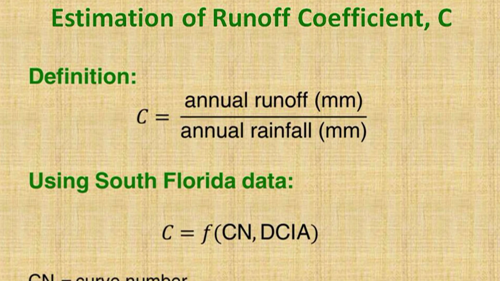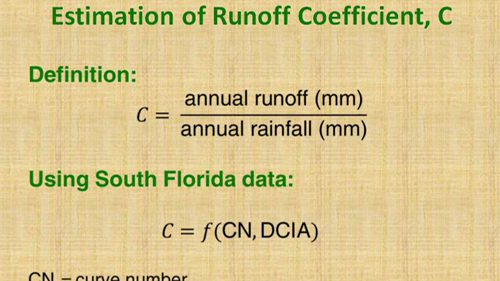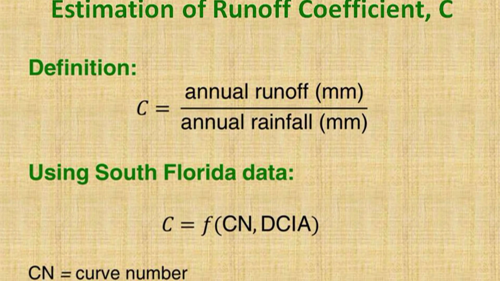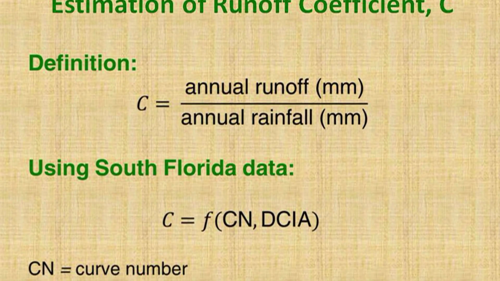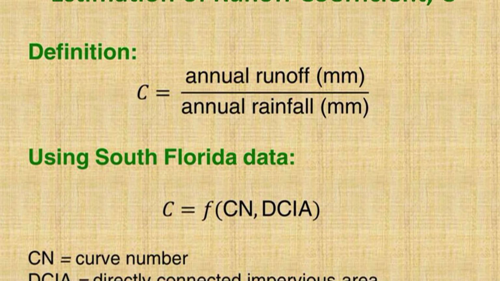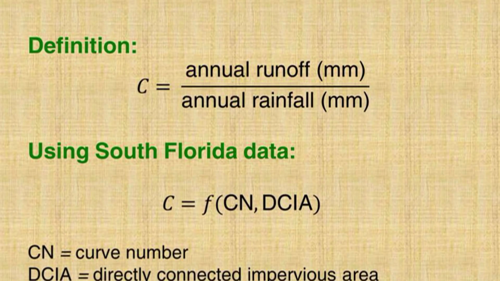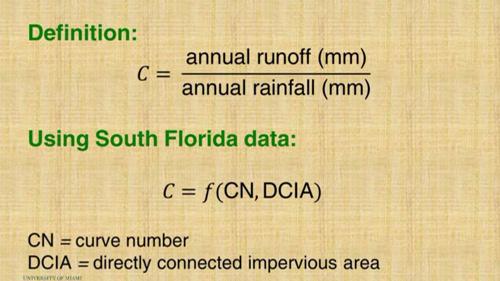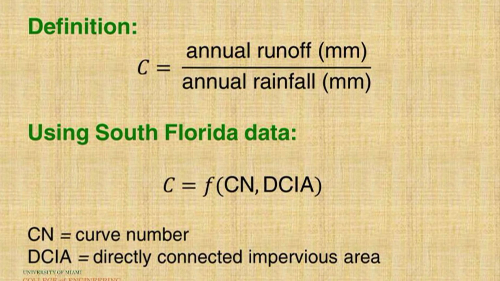These are the calculations that were used for the estimation of runoff coefficient C. By definition, C equals the annual runoff over the annual rainfall. And using South Florida data, C was determined as a function of curve number and directly connected impervious area. Curve number is a parameter that is used for predicting direct runoff based on hydrologic soil group, or the permeability of the soil.